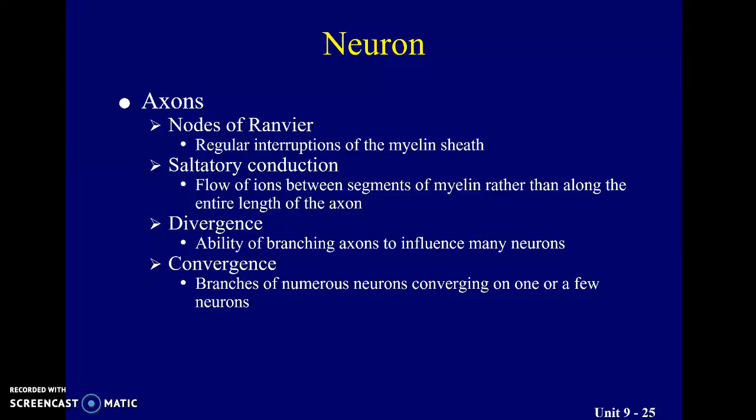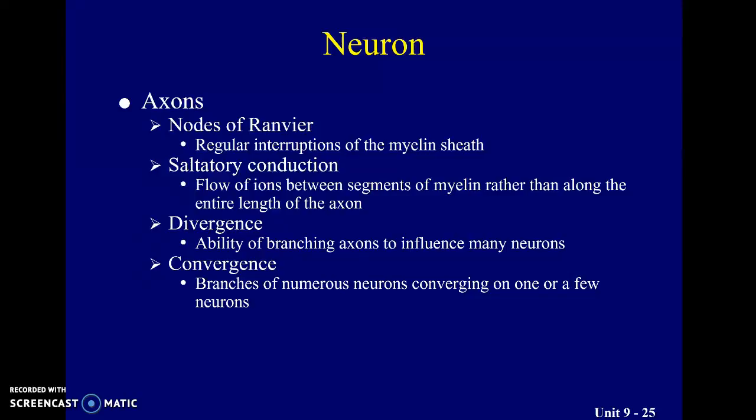What the axon can do, even though a neuron only has one of them, is it can diverge. So axons can branch to influence many neurons. How many? It could be thousands. And an axon can branch, forming these collaterals, and therefore making contact with a number of different neurons.